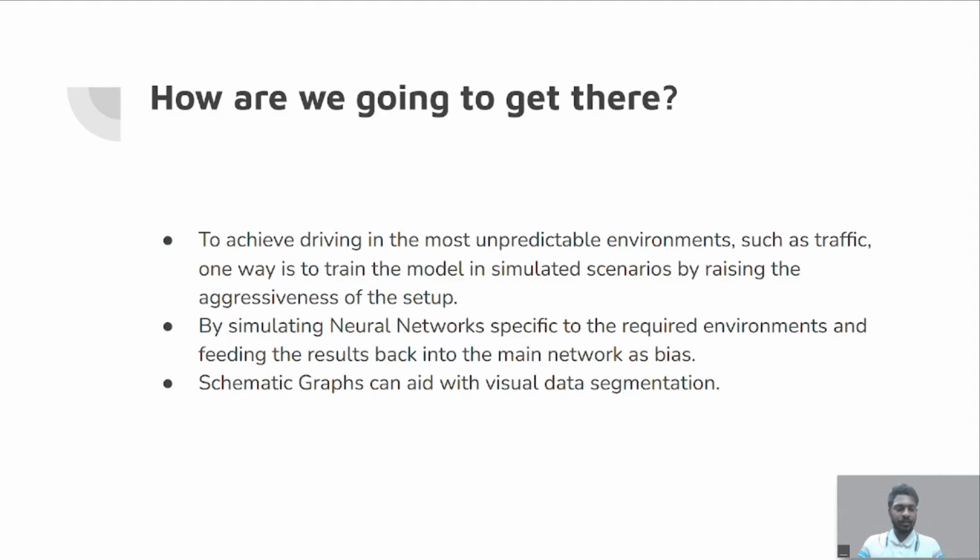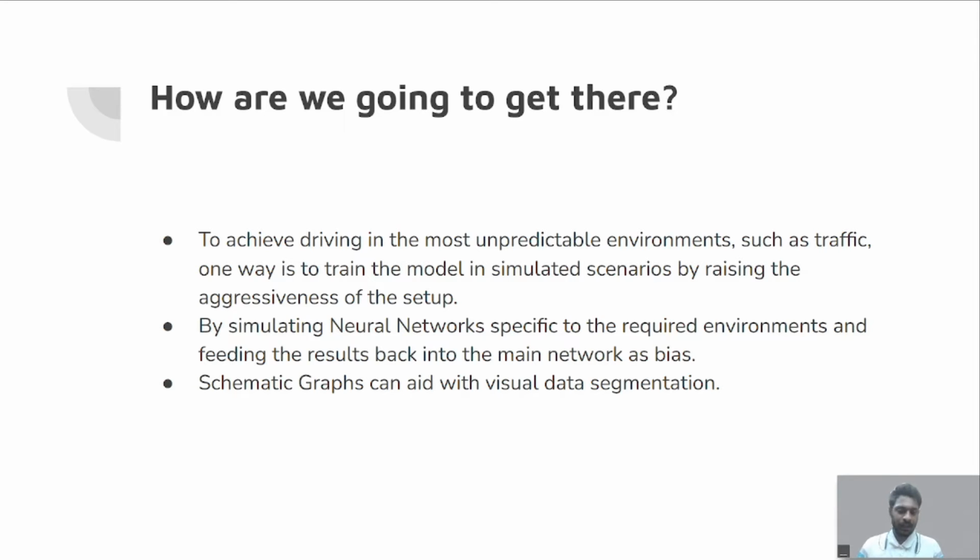By simulating neural networks specific to the required environments, there will be a neural network completely dedicated to performing these kinds of operations, and the outputs generated by this neural network are fed back into the main network as a form of bias. So if something may be false, then this bias will make it true.